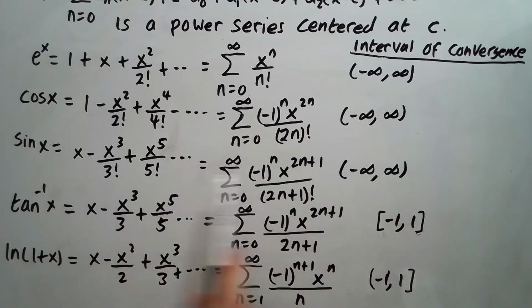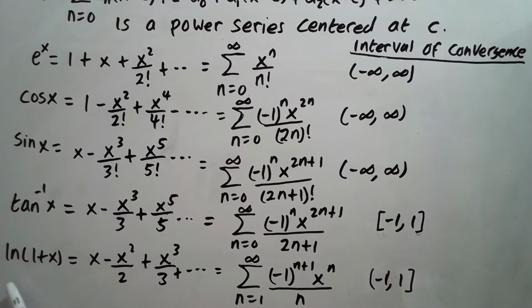Sine is similar, just picking up the odd terms. And then you have the power series for inverse tangent. So it's this one here, x minus x cubed over 3 plus x to the 5th over 5, written in summation notation like this. This series converges between negative 1 and 1.